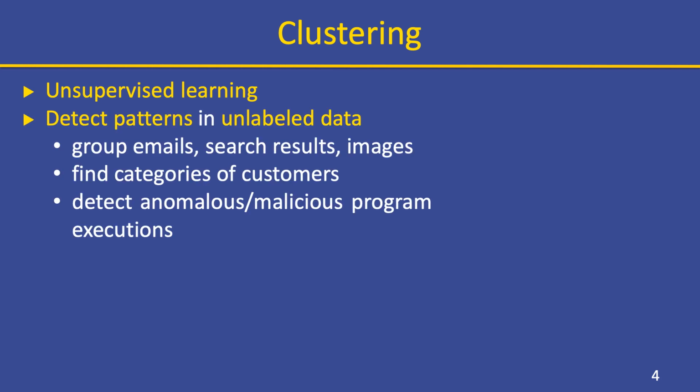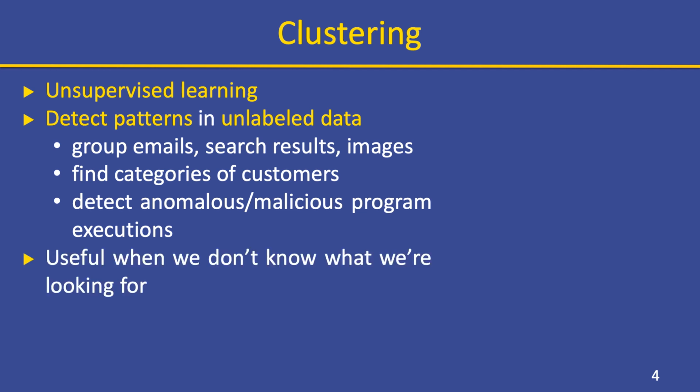Clustering algorithms, on the other hand, fall under unsupervised learning. They take unlabeled data and they try to detect patterns in this data. They try to group examples together. For example, they try to separate emails or images or customers into different groups without really knowing what these groups should be. This is useful when we don't know what we're looking for. We just have data and we want to organize it, hoping to get some insight into it.